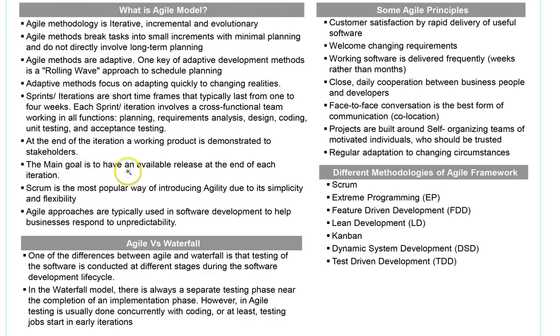The main goal is to have an available release at the end of each iteration. Scrum is the most popular way of introducing agility due to its simplicity and flexibility. Agile approaches are typically used in software development to help businesses respond to unpredictability. So if you're working on a project that is unpredictable, you will want to use the Agile model.